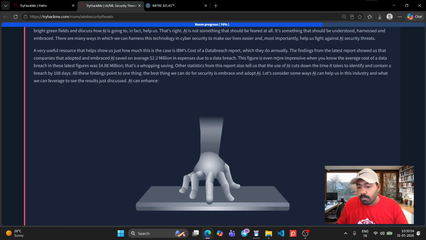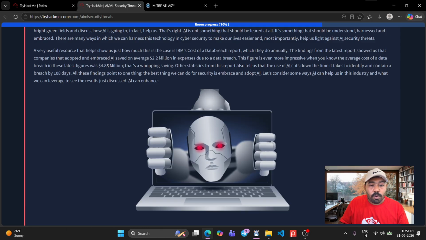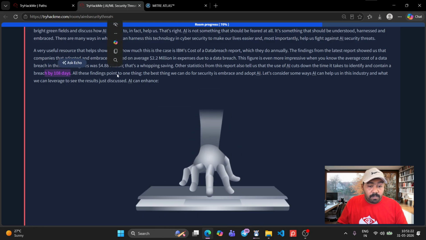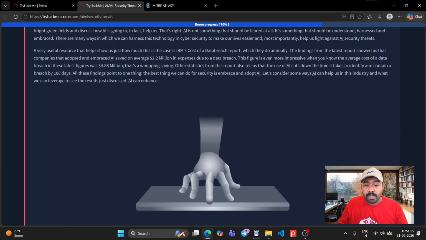This figure is even more impressive when you know the average cost of a data breach in the latest figure was $4.88 million. That was a whopping saving. Other statistics from the report also tell us that the use of AI cuts down the time it takes to identify and contain a breach by 108 days. All these findings point to one thing: the best thing we can do for security is to embrace and adopt AI.